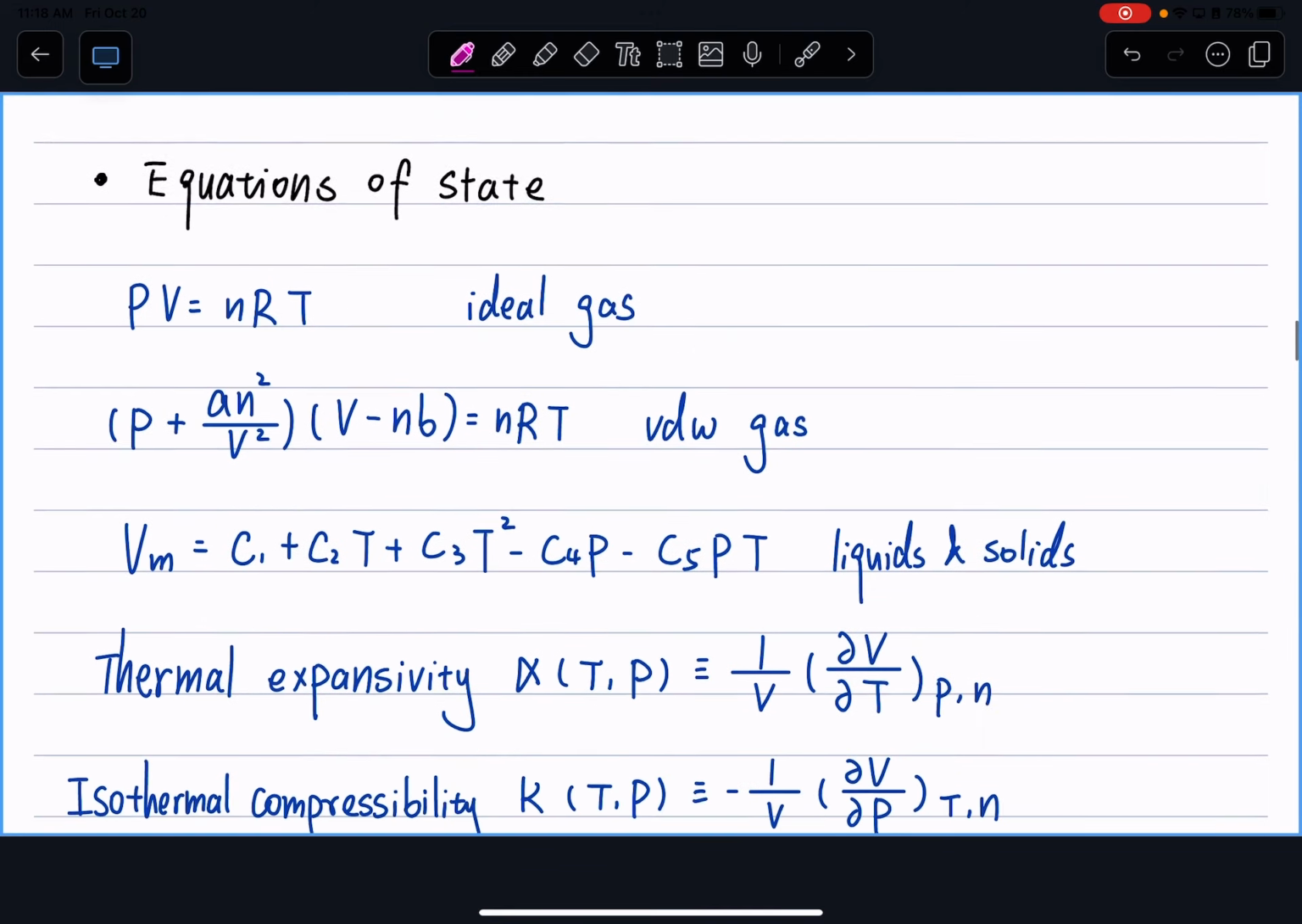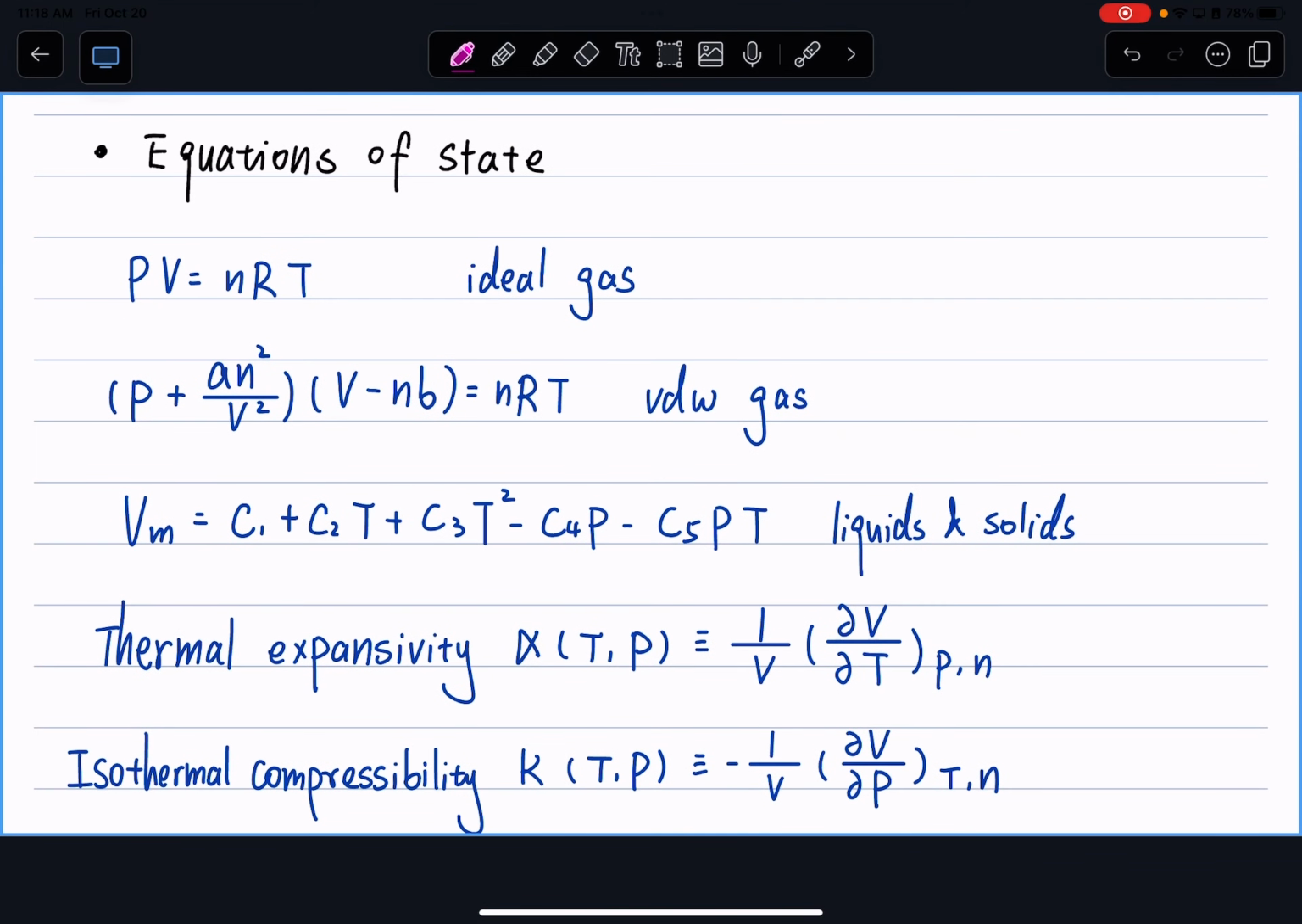Okay, let's move on. And then equation of state. When we say equation of state, we're just using this equation to describe different relationships for a specific system. So for an ideal gas, you have the ideal gas equation of state. For a van der Waals gas, you have a different equation of state because it considers intermolecular forces. For liquids and solids, their volumes are much less sensitive to pressure, so they have a different set of equations of state as well.